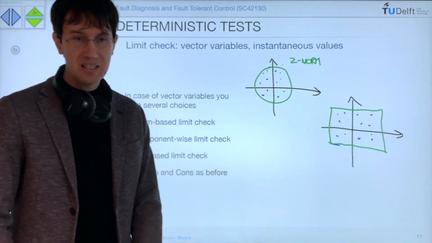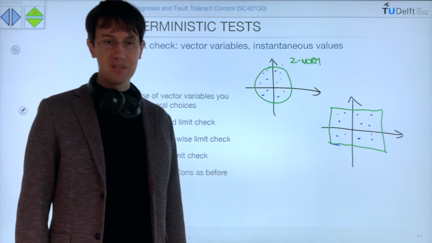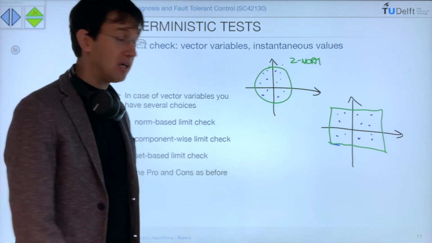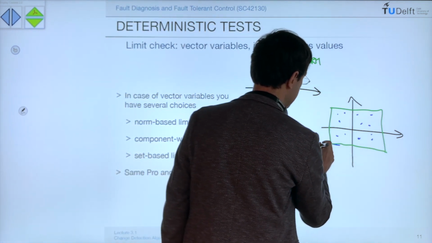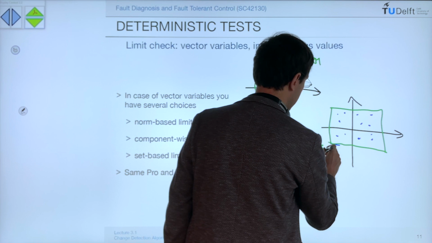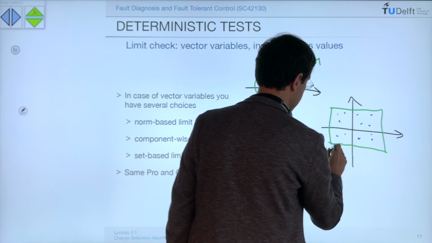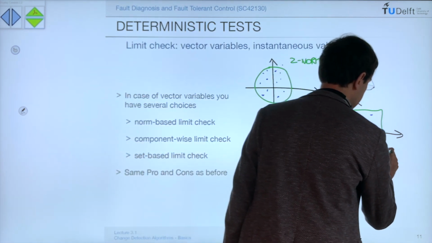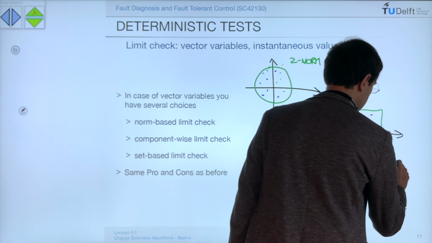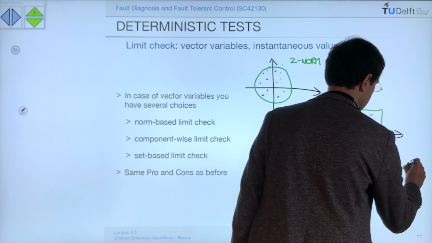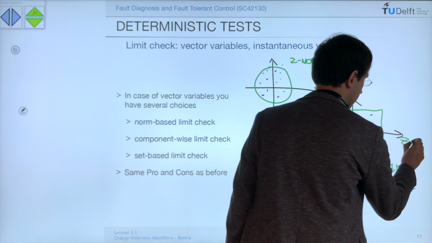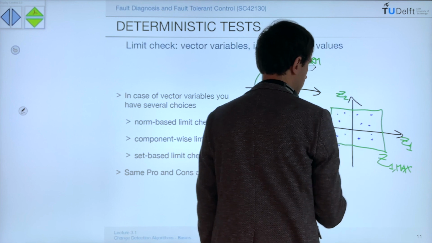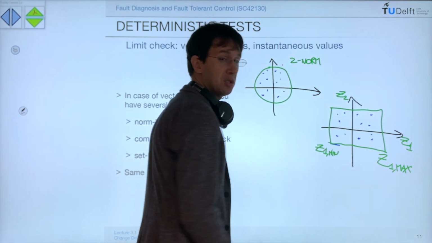Because if we do the check on every component separately, then we need to define what is the minimum and maximum value along the first dimension. So we have this Z1 min, and what is the maximum? So Z1 max. So this is the component Z1. This is the component Z2. So similarly, you have a min and max over Z2 as well.